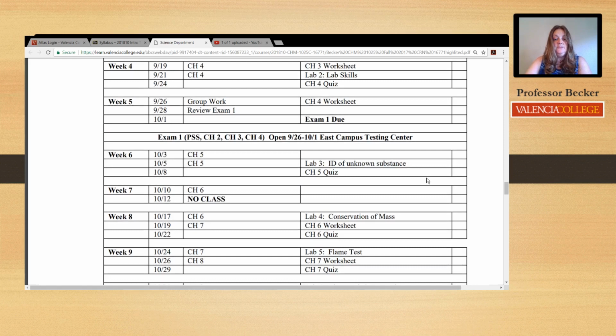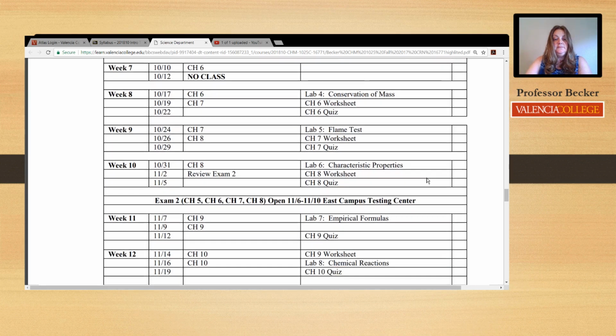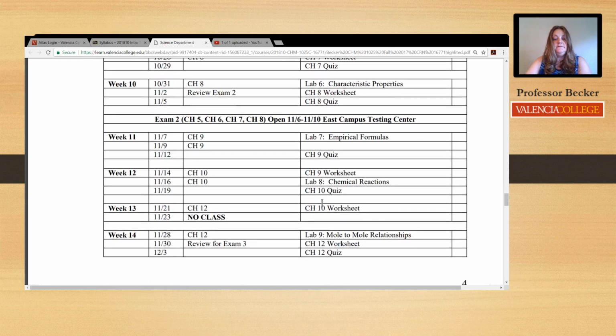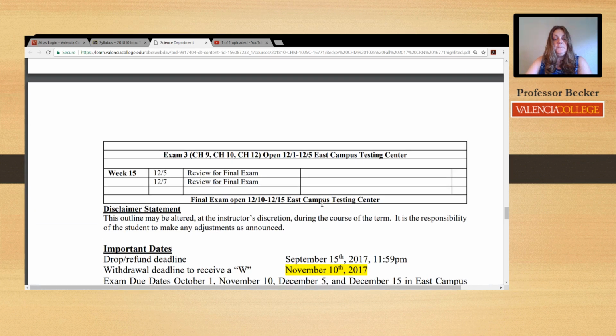Let's go back down. Exam 2, which will cover chapter 5, 6, 7, and 8, will be open in the East Campus Testing Center November 6th through November 10th. Exam 3, which will cover the remaining chapters 9, 10, and 12, will be open in the East Campus Testing Center December 1st through the 5th.